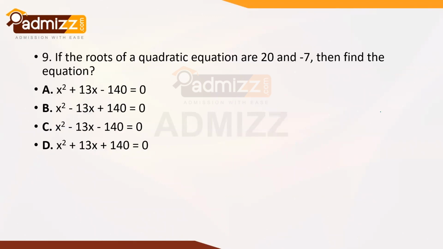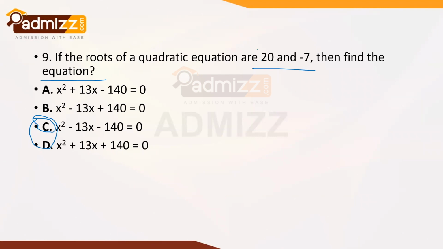Okay, so next up we'll be going to question number 9, right? Take a look at this question. If the roots of quadratic equation are this, then find the equation. The correct answer in this case is option number C, right? Option number C. That is because, take a look at a few things.